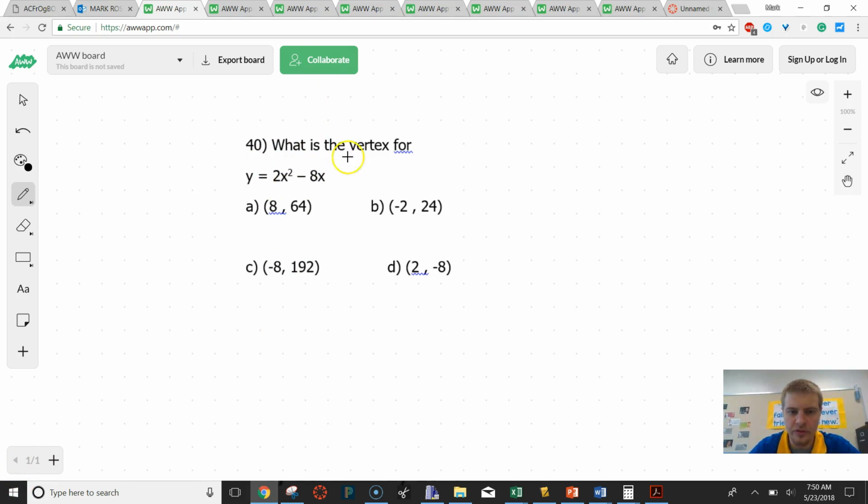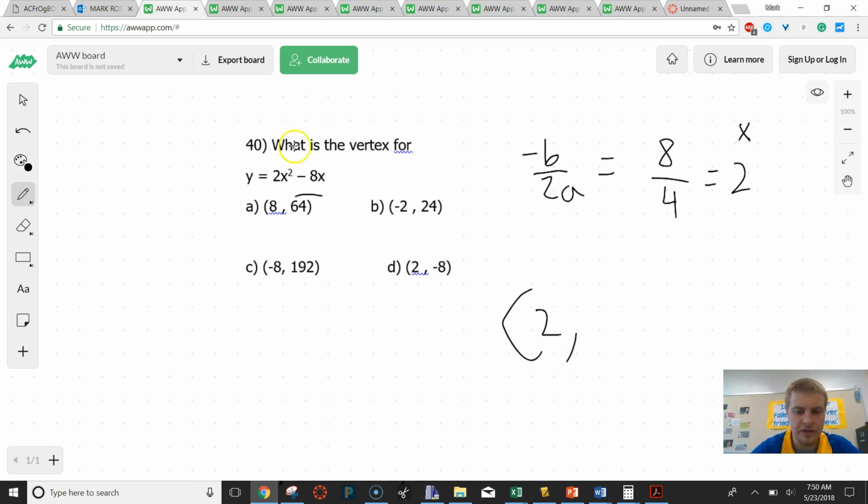Okay, so it asks what is the vertex of this. If you remember how to find the vertex, that's negative b over 2a. And so in that case, we would have our negative b, which is this. Since it's already negative, we switch it to a positive. And then 2a would be 2 times 2, or 4. So our x value would be 2.